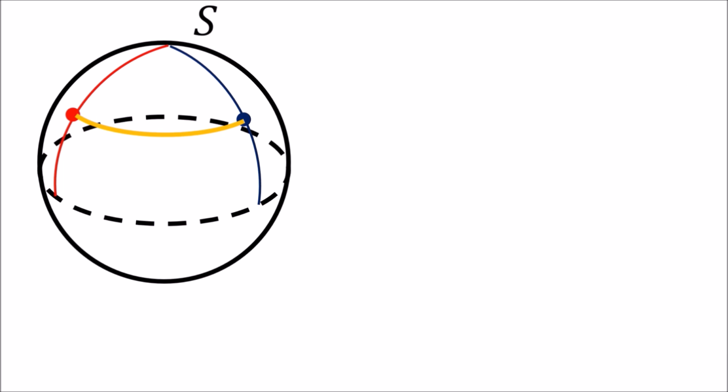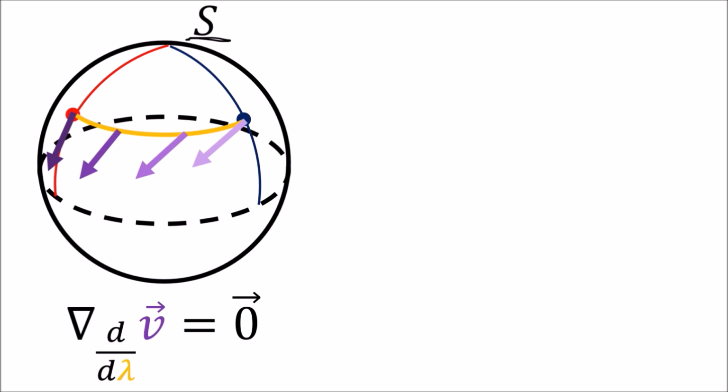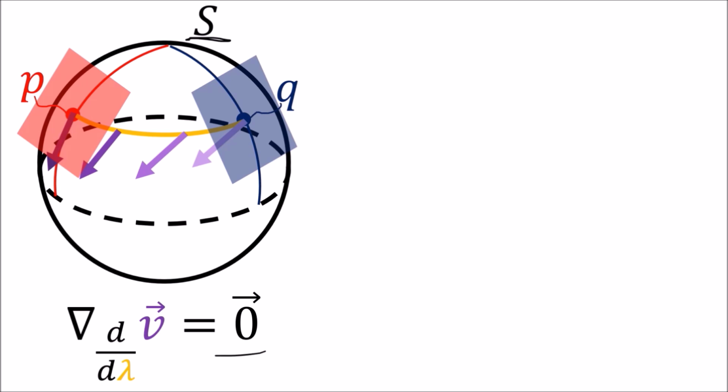So let's say I have a spherical surface, which I'm calling S. Now, from previous videos, you should already be familiar with the idea of parallel transporting a vector along a curve, as you can see here. And parallel transport is given by the condition of the covariant derivative of the vector field being 0. Now, what parallel transport is doing is it's connecting the tangent vector space at the red point P to the tangent vector space at the blue point Q.